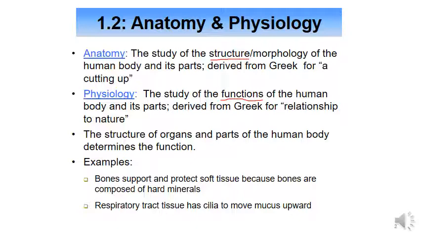Anatomy and physiology are related to each other. So how a structure is made up is related to its function. So here are some examples. Bones are able to support and protect our soft tissues because they're composed of hard minerals. And then when we get to the tissue chapter, we're going to learn about our respiratory tract tissue and how it's able to move mucus because of its shape.